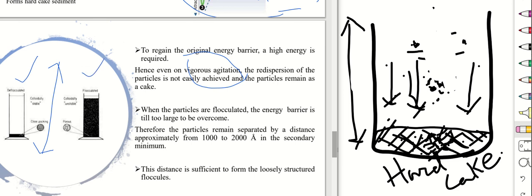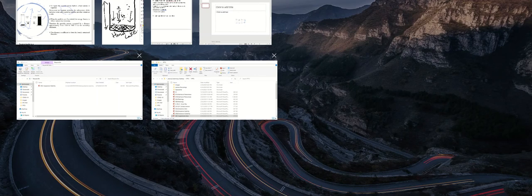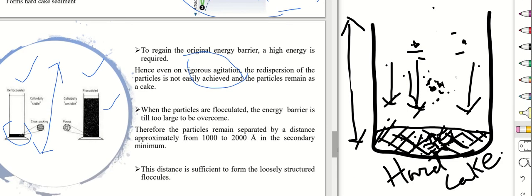A suspension is said to be a stable one if and only if, after redispersion, after shaking vigorously, it is able to form loosely packed particles. If it is not able to form loosely arranged particles, or if it is not able to redisperse all the particles properly, it remains as a hard cake, or closely packed particles in a container. So it is the duty of a pharmacist to overcome this energy barrier.